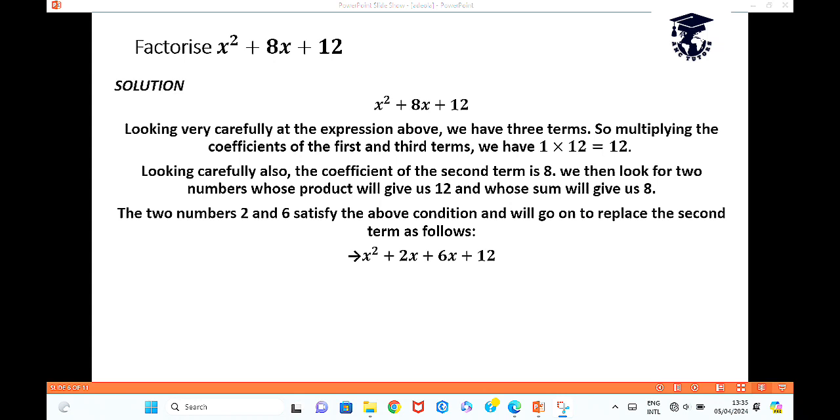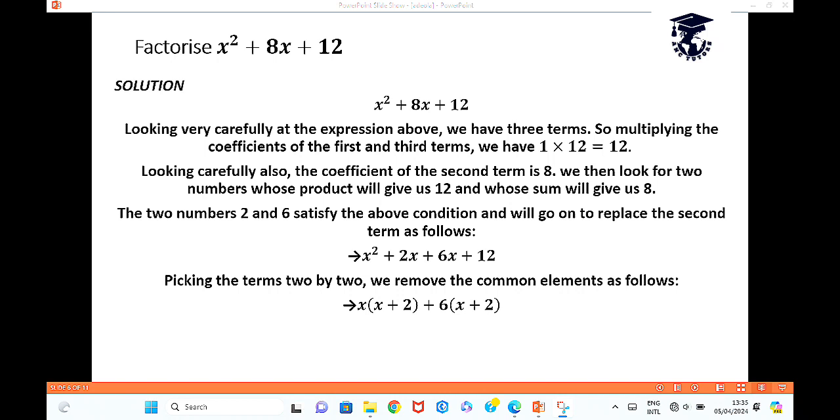So we'll now be picking these terms 2 by 2. We marry the first 2, which is x squared plus 2x, and we'll marry the last 2, which is 6x plus 12. So looking at the first 2 now, what is common between x squared and plus 2x? X is common. So we bring x outside the bracket. When we remove x from x squared, we are left with just x, plus when we remove x from 2x, we are left with just 2. So we've removed the common factor here.